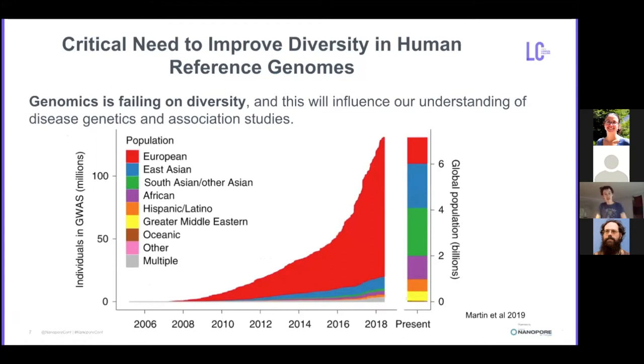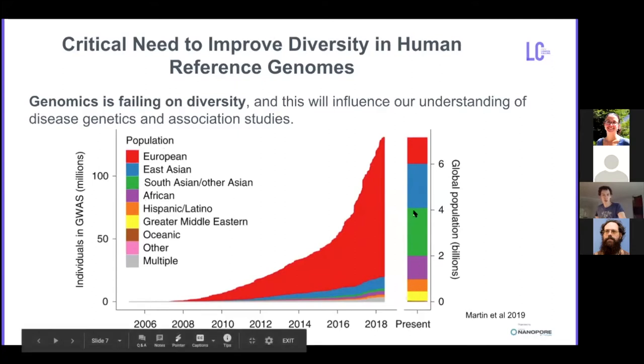So this is an interesting plot. It's taken from Karen's slide, but she took it from a recent paper, which shows, broadly, if you break down the human population crudely into large subpopulations, so European, East Asian, et cetera, you can see the general distribution in terms of sizes of the human population over here on the right with this stacked bar plot.